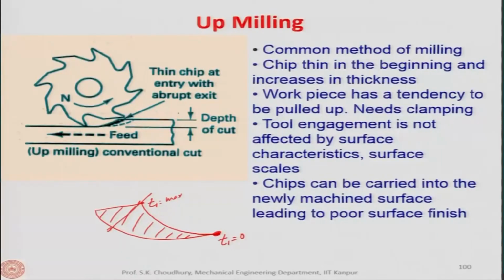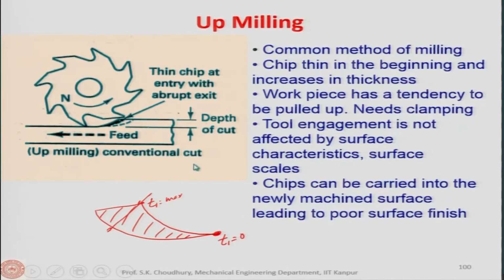Now, here what is said is that the workpiece has a tendency to be pulled up. Since the directions of rotation of the milling cutter and the feed movement are different, when the milling cutter rotates, it will try to pull up the workpiece. Therefore, the clamping forces should be more, to secure the workpiece so that it does not get pulled up.